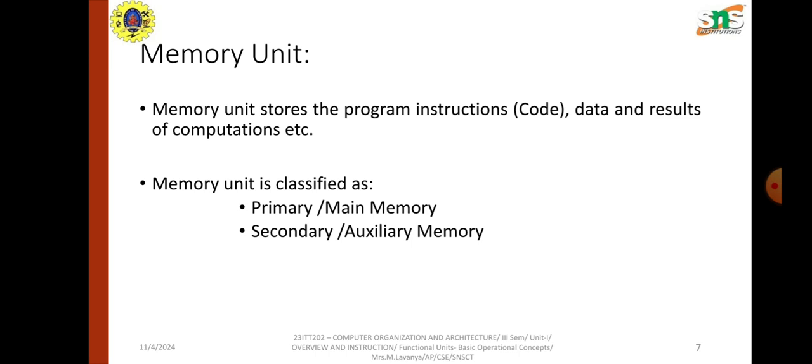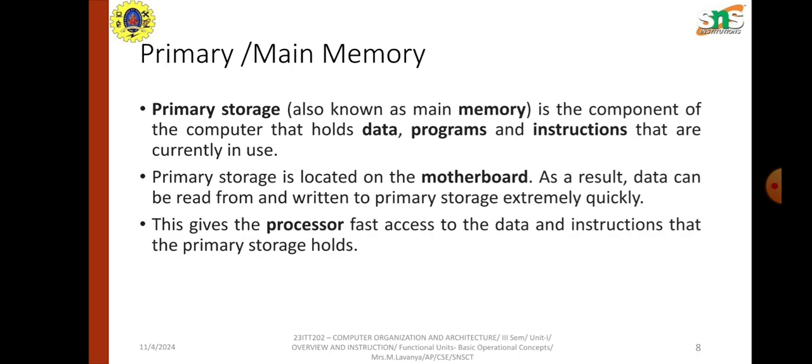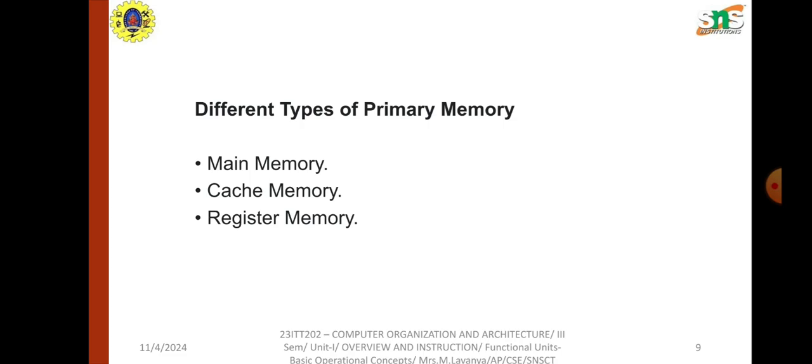The basic classification of memory is primary and secondary memory. The primary memory is known as the main memory, which is present inside the computer. All these programs, data, and instruction sets are stored in the primary memory. Then the primary memory is classified into three types. It is main memory, cache memory, and register memory.